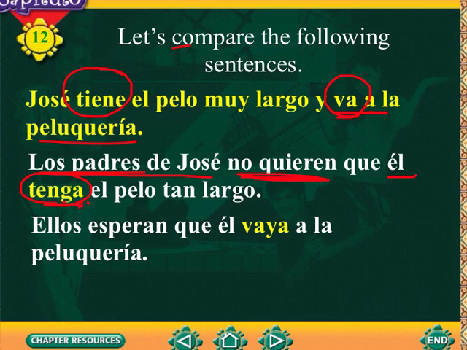Remember, the future is a mist. And then we have this right here. This verb right here means hope. So they hope that he goes to the barbershop soon. Just because they hope that he goes to the barbershop, he may not go. You don't know, I don't know, they don't know, no one knows, because the future is a mist.